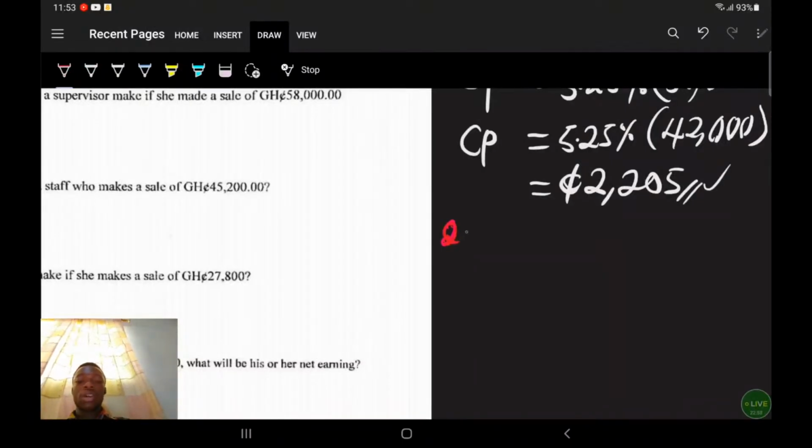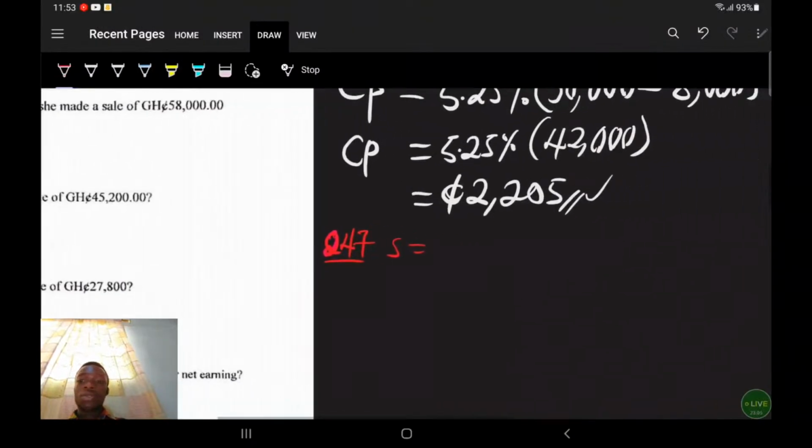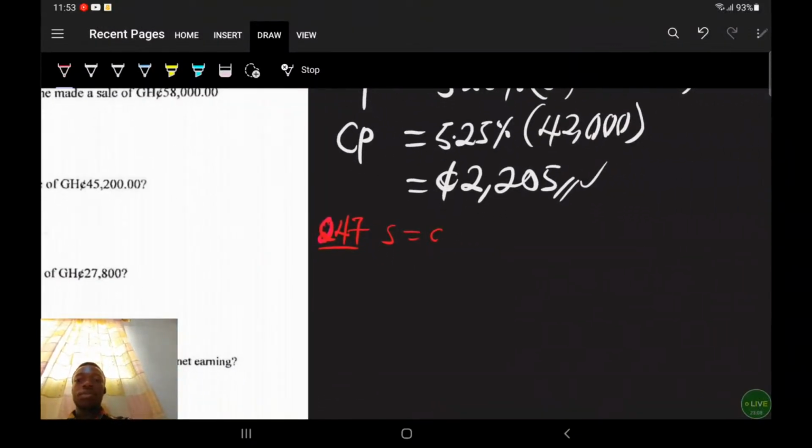That's going to be question number 47. So we know that the sales for the staff was 45,200. You have a minimum here, because this one is within 8,000 to 50,000, straight away we're going to use the sales. It's not exceeding the maximum quota, which is 50,000. So we can say that here the commission amount is going to be your sales minus what?